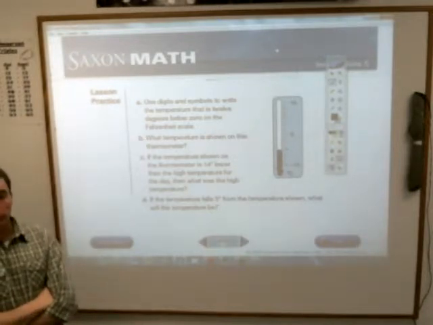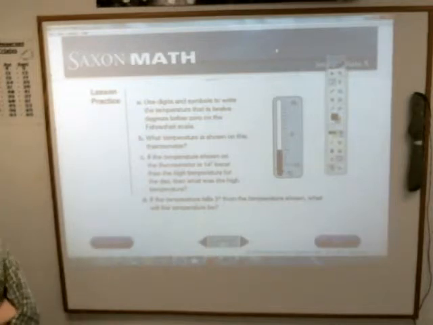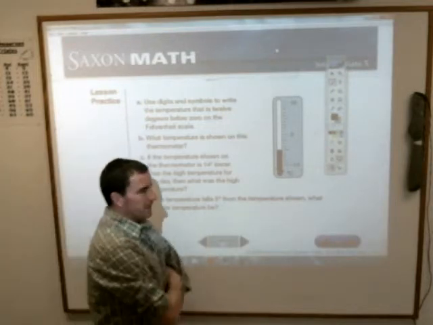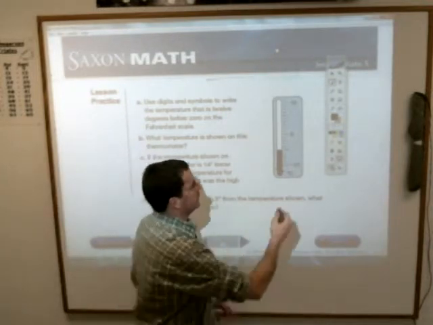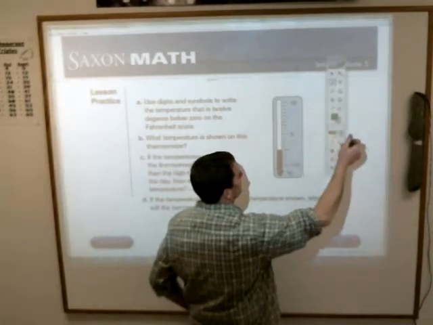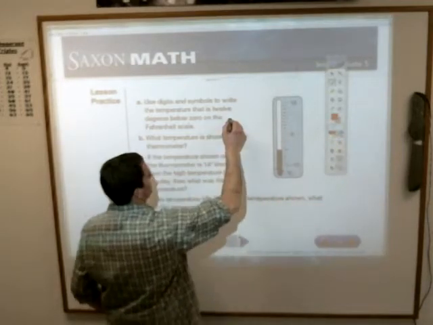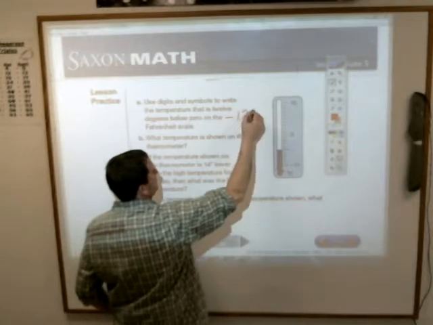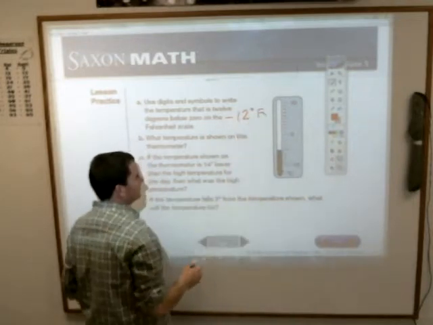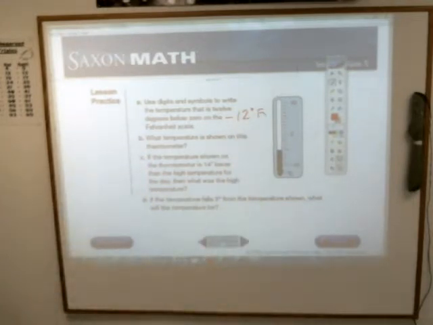How do we show below 0? Gary? Yeah, you use a minus sign. If you put a minus sign in front of it, that means it is below 0. Okay, so this would be minus 12 degrees, and you got to make sure you label it, because if you don't label it, then we're in trouble.